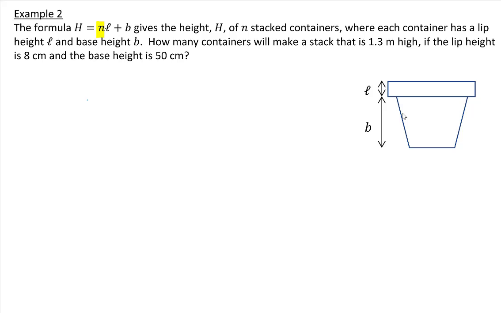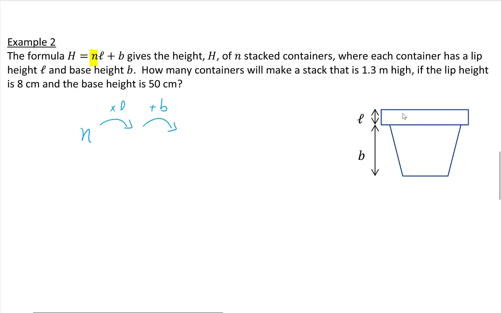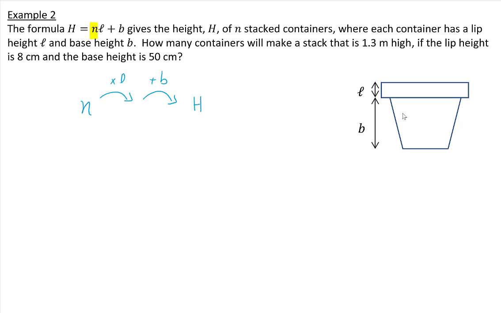So what's happening to N? If we look at N, it's being multiplied by L, and then we're adding B, and that gives us the height of the stacked containers. So if I want to undo that, I'm going to subtract B and divide by L. So this tells me that the formula for N is equal to H minus B, divided by L.